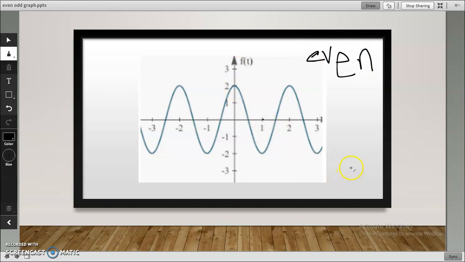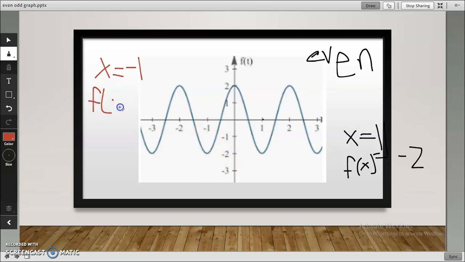So let's take x equal to 1. So when x equals 1, it looks like f of x is equal to negative 2. Now I want to plug in the negative of that and see what I get. So x equals negative 1. Hopefully I get negative 2 again, right? And it is. So at negative 1, f of x is equal to negative 2. So they're the same. So that means that it's even.